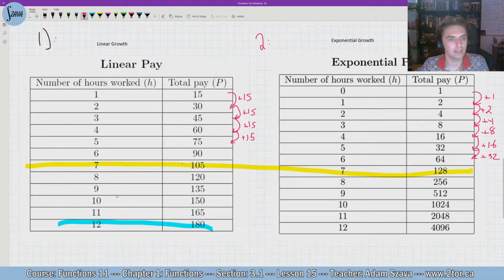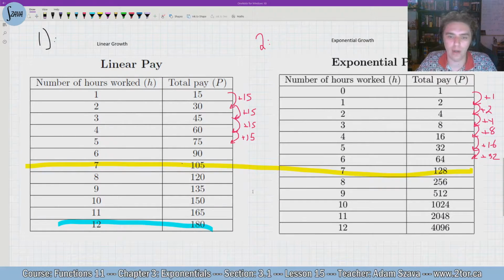And I'm realizing now that maybe there should be a 0, 0 term at the start there. I just forgot to put that in the table. But if you work 0 hours, you make $0. That's pretty standard. So hopefully you can get away without seeing that there. But yeah, that is essentially the idea here for what we have as exponential pay.